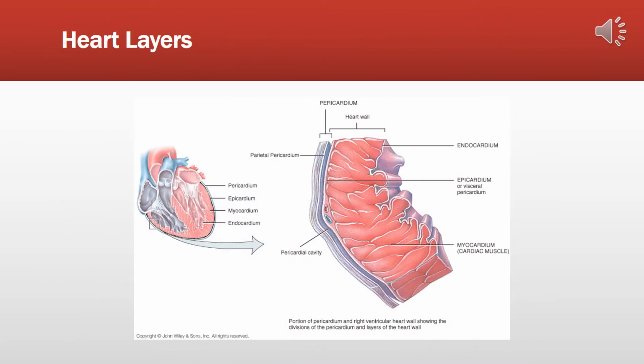Here's a diagram of the three layers of the heart. So we have the pericardium here in blue, and the layer of the heart nearest the pericardium is the epicardium. The layer in the middle is the myocardium, or the muscular layer, and then in purple is the endocardium.